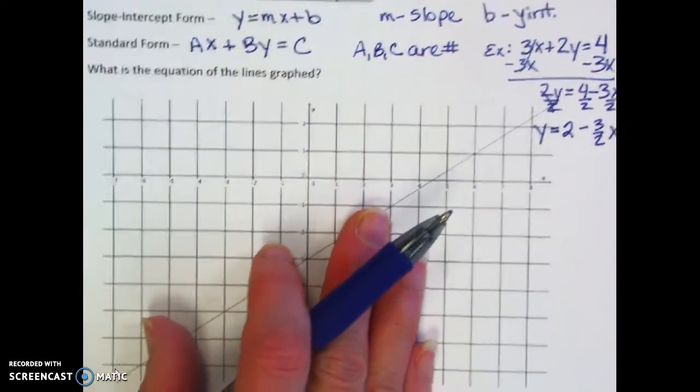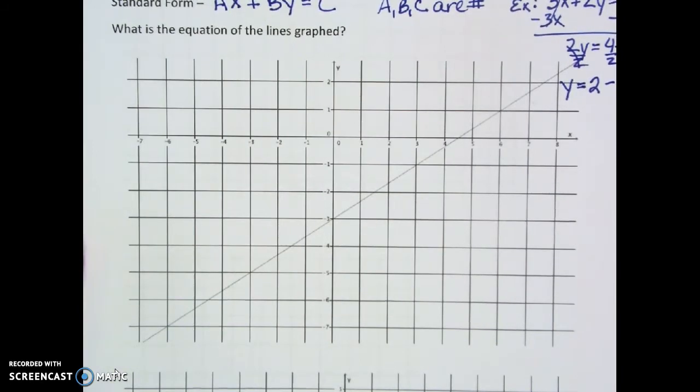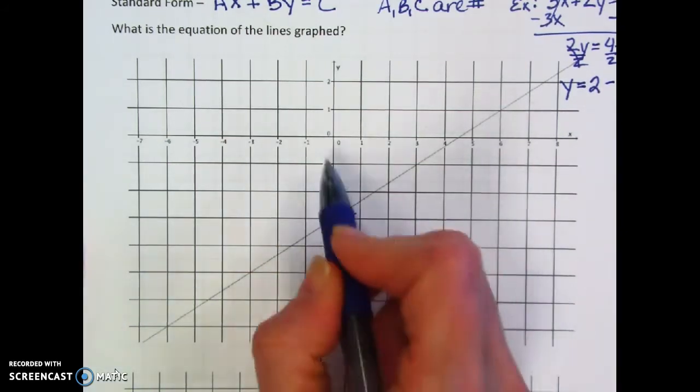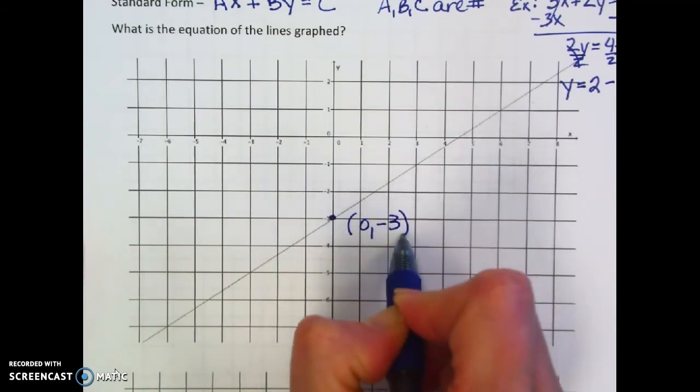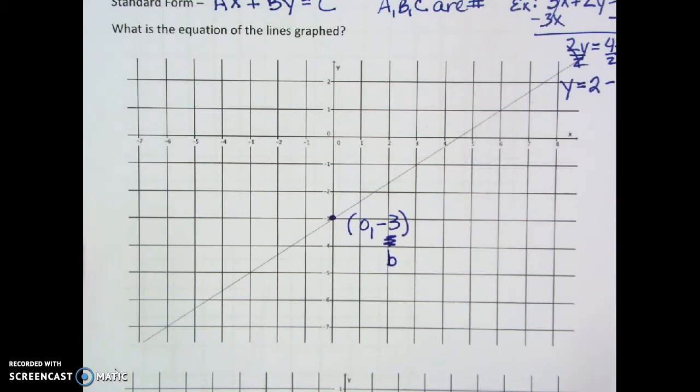Now, we're looking at this picture. This picture is just a line graphed, and what we're going to try and do is figure out what the equation for this line is. Well, the first thing we want to do is find what the y-intercept is. So the y-intercept is this point here. The coordinate for this point is 0, negative 3, so we will use negative 3 for our b value.